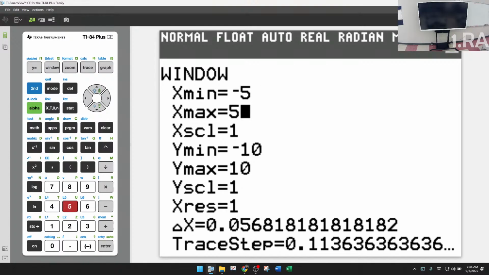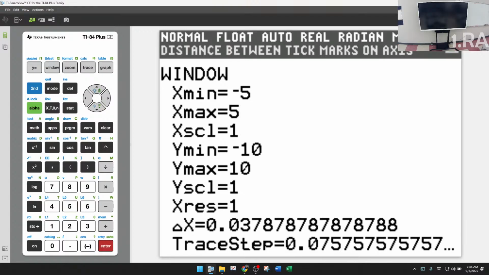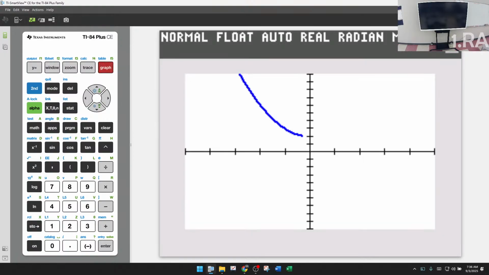-5, 5. I always leave those ones. And then there's y min, y max. And I always leave those ones, and I don't ever change that stuff. And so that helps me even zoom it in just a little bit more. And I can change my y's, whatever. You don't have to. As long as you can see it, you're good.